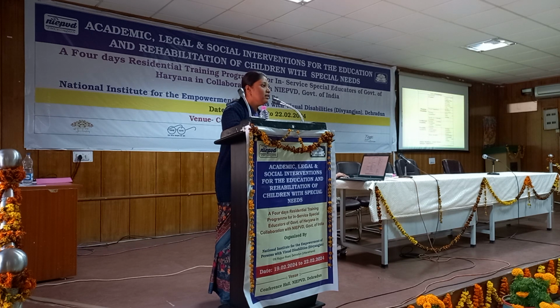Thalassemia, wherein there is absence or reduced hemoglobin, and sickle cell disease also involves a change in hemoglobin or red blood corpuscles. Then another category is mental behavior, which includes mental illness, and the last is multiple disabilities, which is a combination of all the above specified 20 disabilities.